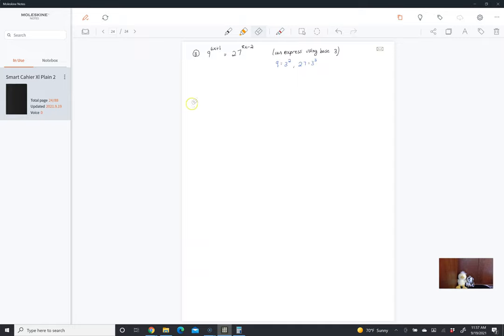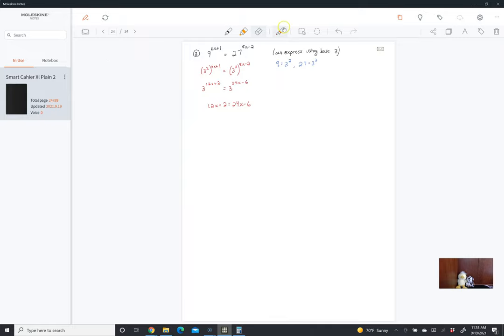So if that's the case, we can replace 9 with 3 squared, and 3 squared is raised to the 6x plus 1. And we can replace 27 with 3 cubed, and 3 cubed is raised to the 8x minus 2. So we're expressing as the same base. Then we're distributing the exponents. So we get 3 to the 12x plus 2 is equal to 3 to the 24x minus 6. The exponents are equal because the bases are equal. So 12x plus 2 is equal to 24x minus 6.